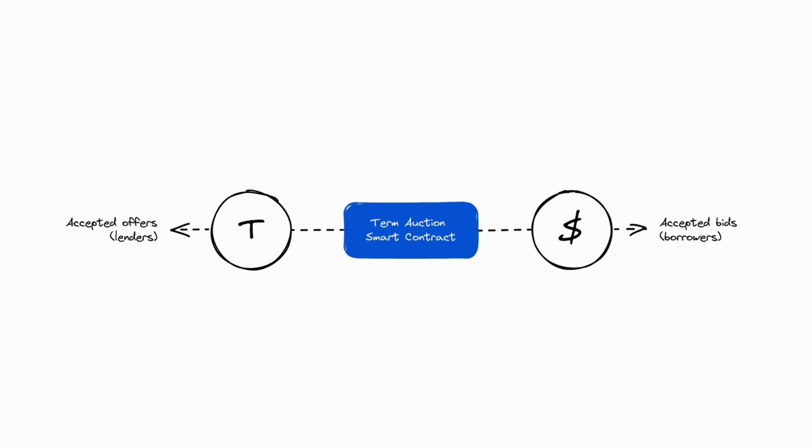Once the auction clears, successful borrowers will receive their loan amount minus a service fee, and lenders will receive term repo tokens, which are ERC20 tokens that are essentially receipt tokens that lenders can use to redeem their initial loan plus interest when the loan matures.